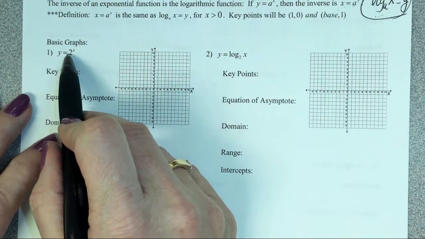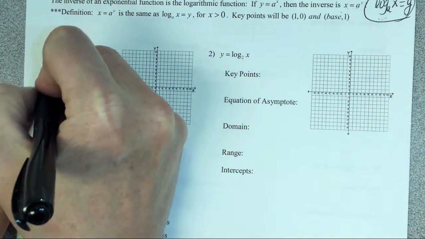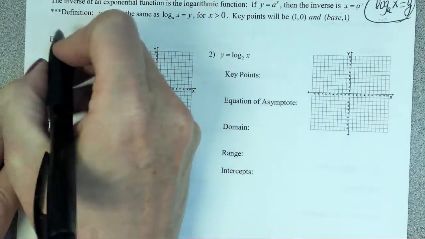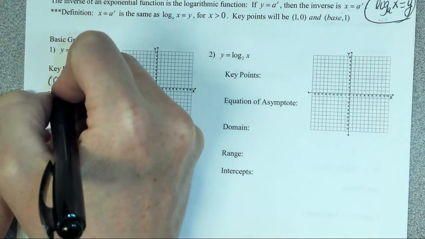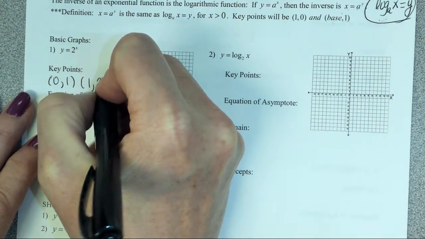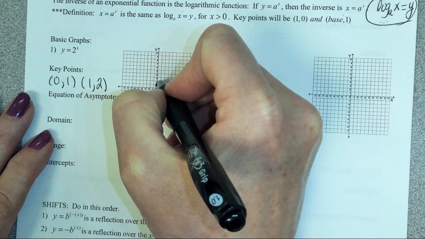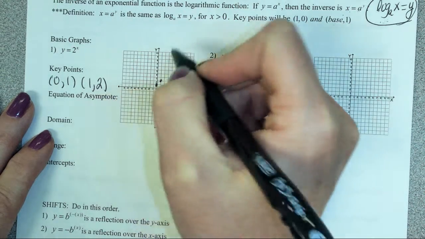So let's look at this. We just have a basic function, 2 to the x. Our key points, if I plug in 0 for x, what do we get? 2 to the 0, what is it? 1. Plug in 1 for x, 2 to the first is 2. So this function is going to have key points at (0, 1) and (1, 2).